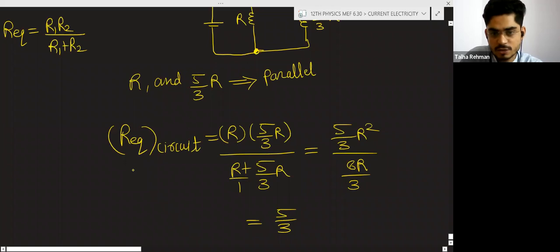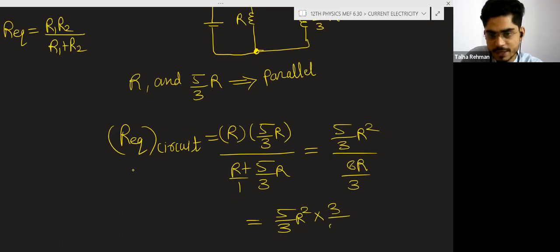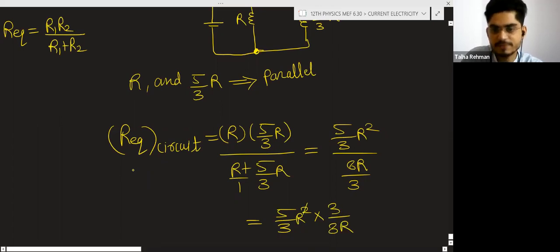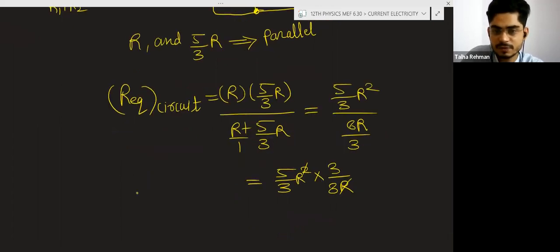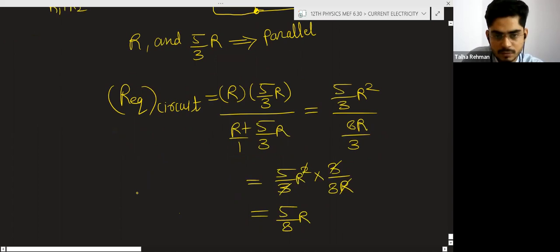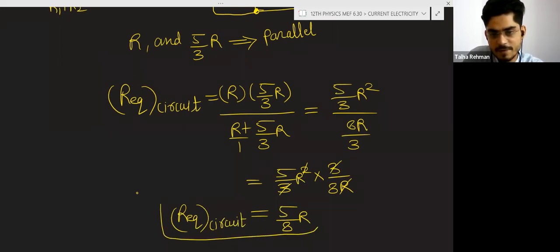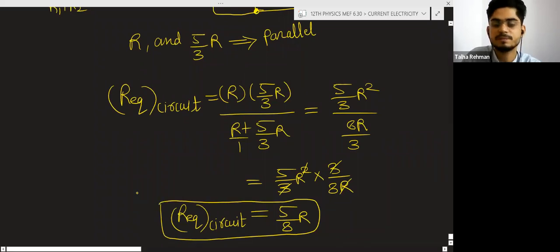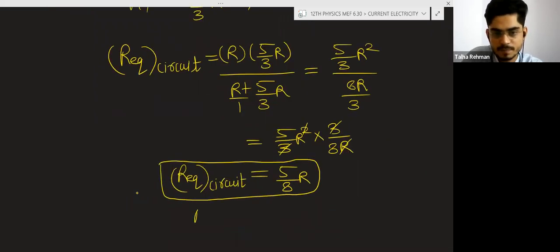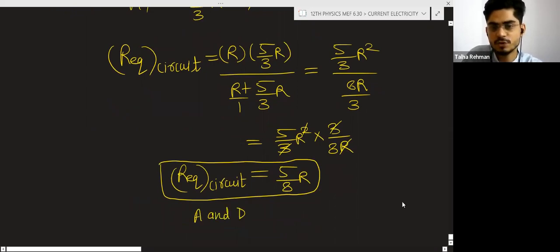5 by 3R square. In the multiplication, you will write this 3 divided by 8R. This R square is cancelled with this and 3 is cancelled with 3. So you will get the equivalent resistance of the circuit as 5 by 8R. The final answer is 5 by 8R. Means the resistance between the point A and D is 5 by 8R. So in this way you can solve.